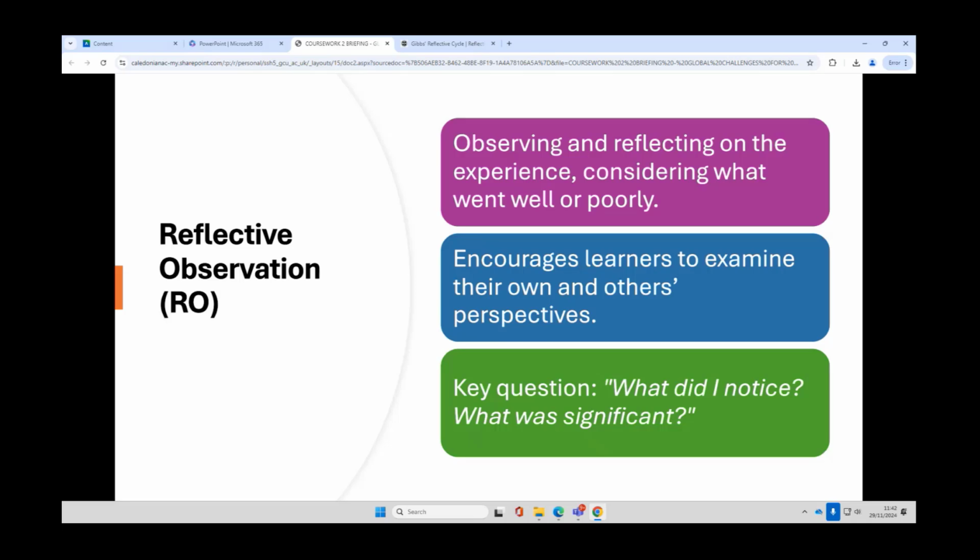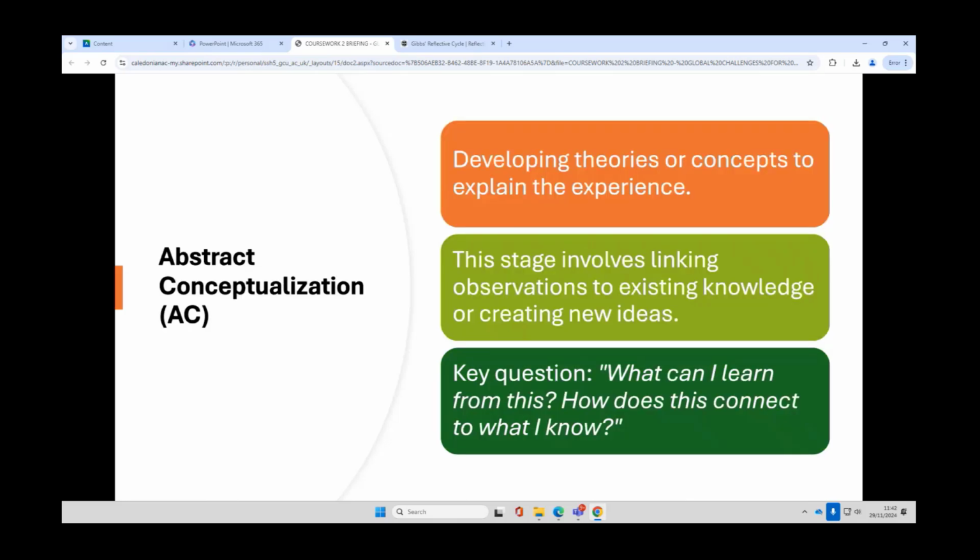Reflective observation, analysis and evaluation: observing and reflecting on the experience, considering what went well or what didn't go so well. It encourages learners to examine their own and others' perspectives. The key question is, what did I notice? What was significant here? The third one is abstract conceptualization, developing theories or concepts to explain the experience. This stage involves linking observations to existing knowledge or creating new ideas. When it comes to teamwork, you might talk about Tuckman's stages of team working. And the key question is, what can I learn from this? And how does this connect to what I know already?